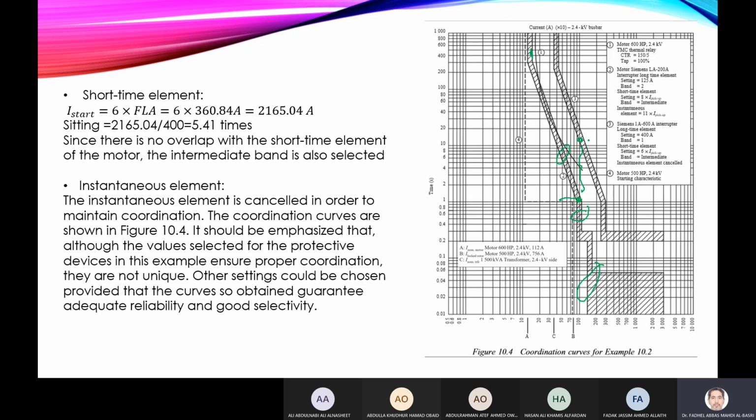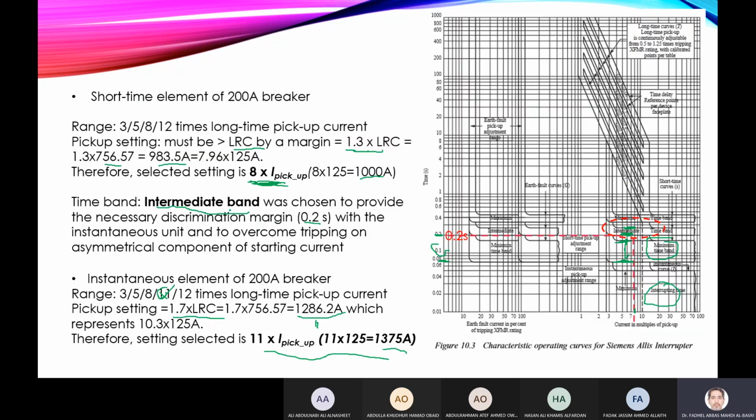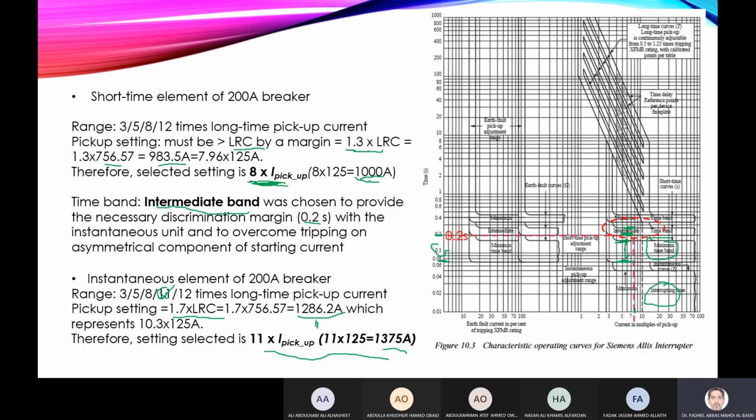Then I choose the curve for the long time. The pickup setting of the breaker 600 was already chosen based on full load current. We chose it already, but I want to set which band for the long time. So I have to choose at this current first. What is the time at this current? This current we already know operates at 1000, from here for the short time element set at 8 times 1000.